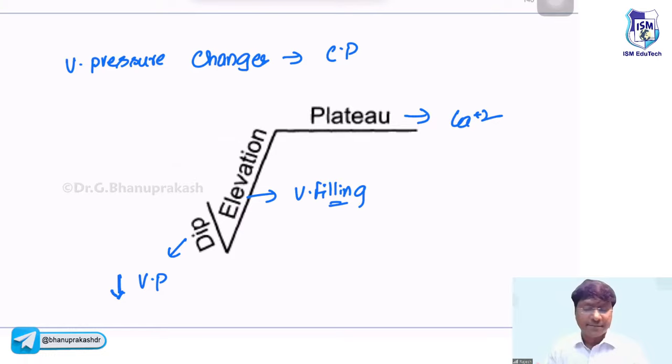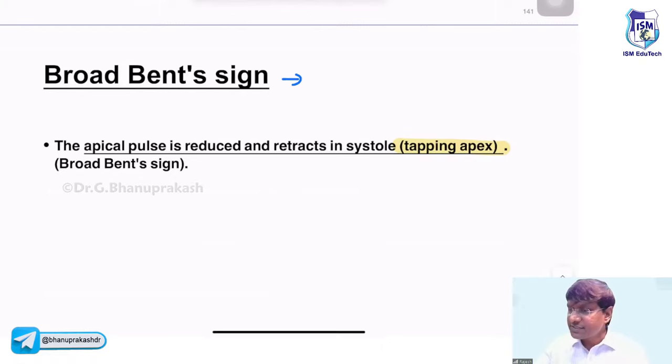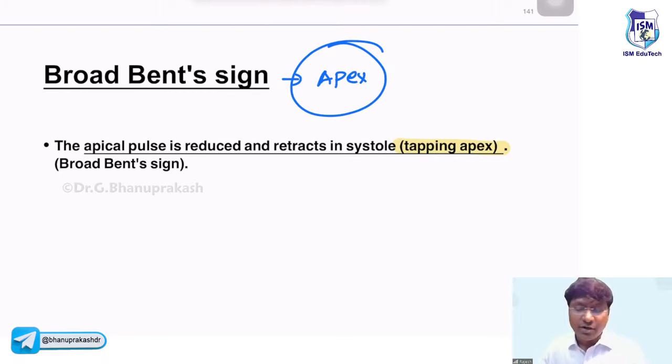And on examining the apex in patients with constrictive pericarditis, you have what is called the Broadbent sign. And what exactly is the Broadbent sign? The apical impulse is reduced and retracts in systole. That is what is called the Broadbent sign.